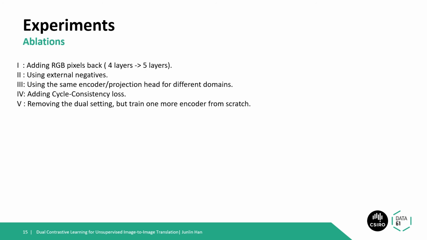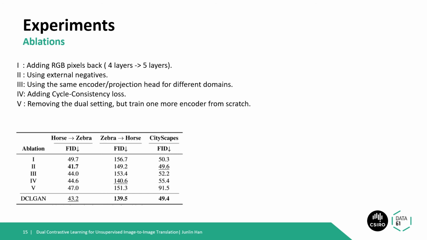For the ablation study, we explore 5 different variants. Variants 1, 3, and 5 are our main differences from CUT. We show that each component of DCLGAN is useful. For variant 2, we add external negatives in a MoCo style. It does show a better result than vanilla DCLGAN on horse to zebra. However, we find that objects in the generated images tend to be merged together for this variant.